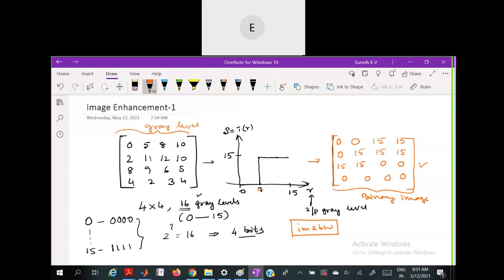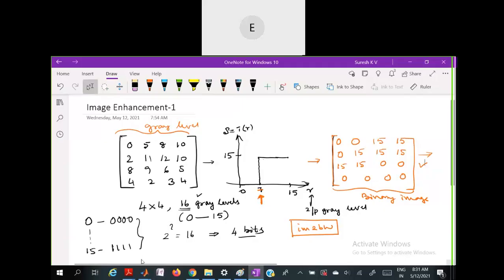That means use a threshold, decide. In fact, the challenge here is how to decide this threshold. It's not so easy. I'm just giving an example. So decide a threshold. Anything above the threshold, you make white. Anything below the threshold, you make black. So your output is now binary. So I can represent it using only 2 bits now. That means I can convert this into 0 and 1. All zeros are 0, all 15s are 1. So that will become a binary image.